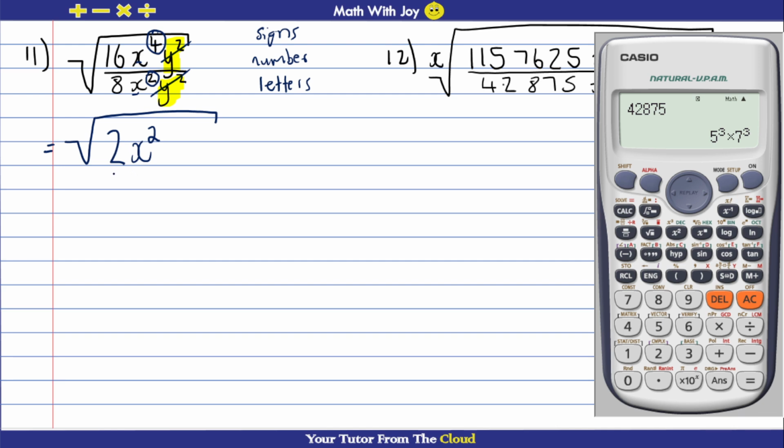The square root of 2 is something that I can't take out of the root, so I will just leave it inside the root. But the square root of x squared is x. Because I know the square root of it, it comes out of the root. So something like this is a possibility, is what I'm trying to emphasize to you guys.